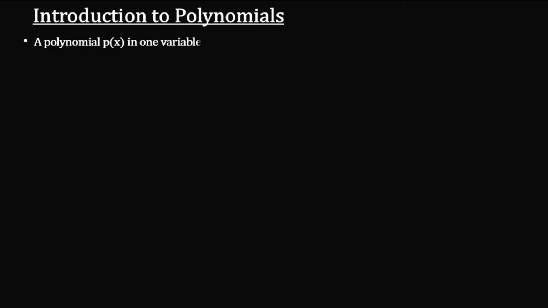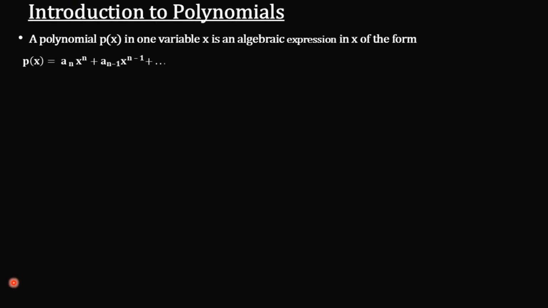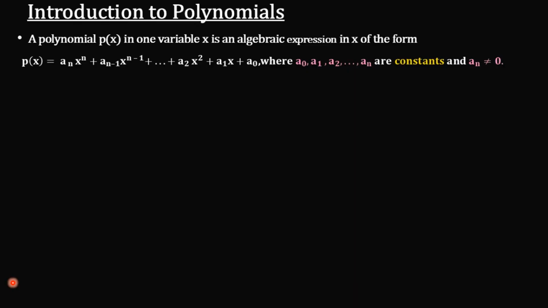Introduction to polynomial. Okay, let us see what is the definition of polynomial at first. A polynomial p of x in one variable x is an algebraic expression in x of the form a_n x raised to n plus a_(n-1) x raised to n minus 1 plus etc. plus a_2 x square plus a_1 x plus a_0, where a_0, a_1, a_2, etc. a_n are called constants and a_n is not equal to 0.